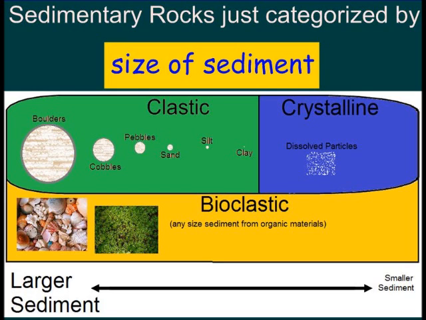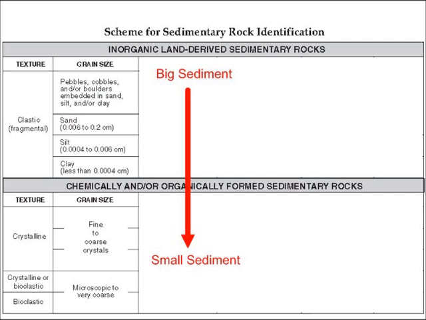Now, the first box here is clastic, and that's basically anything from the size of a boulder down to the size of a clay particle, and those are rocks that are basically just stuck together. If the particles are even smaller than clay, we call those dissolved particles, and that would be basically just dissolved in water. And if that water evaporates, you can get a crystalline rock. And then bioclastic could be any size. It could be as big as a boulder, although that's unlikely, and all the way down to dissolved particles. And those are any materials that are made from organic materials.